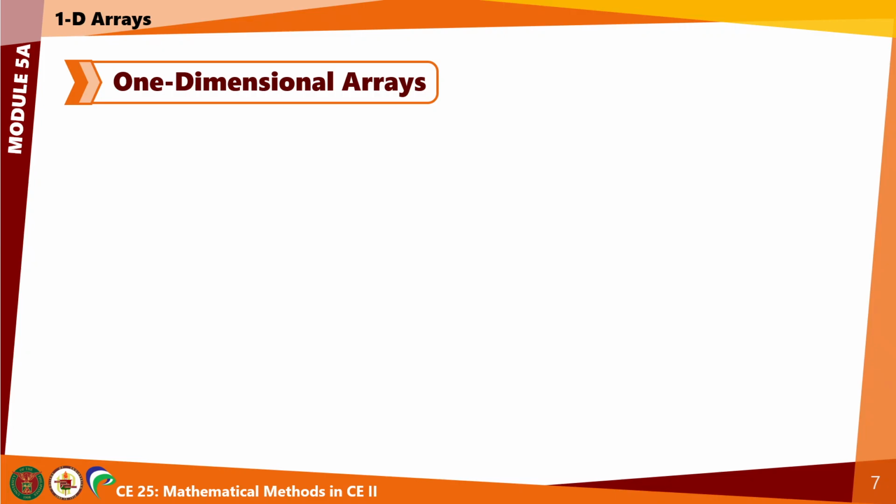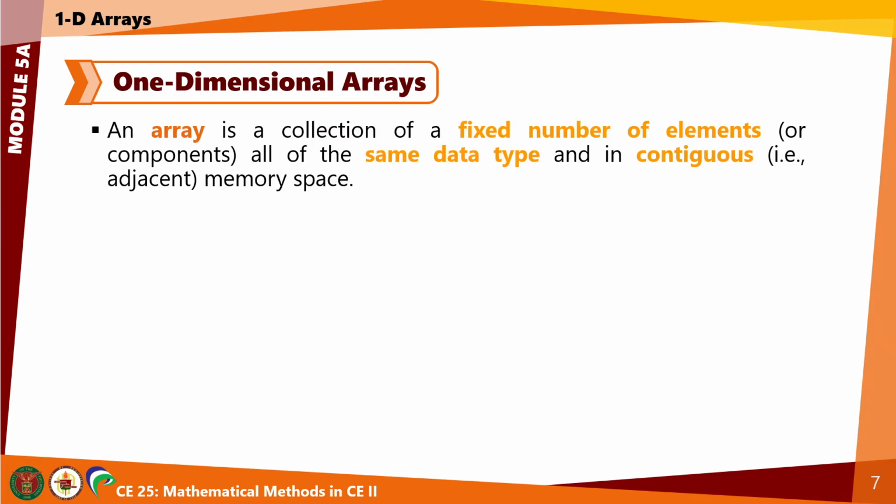So let's start with the definition of arrays. This is simply a collection, okay? May collection tayo ng fixed number of elements. So, the definite number yung elements natin. And yung elements na yun, they are of the same data type. And ang storage nila sa memory space are contiguous, meaning dikit-dikit or magkakatabi sila.